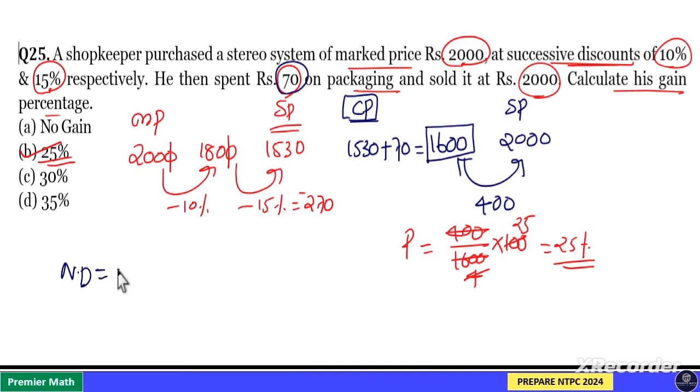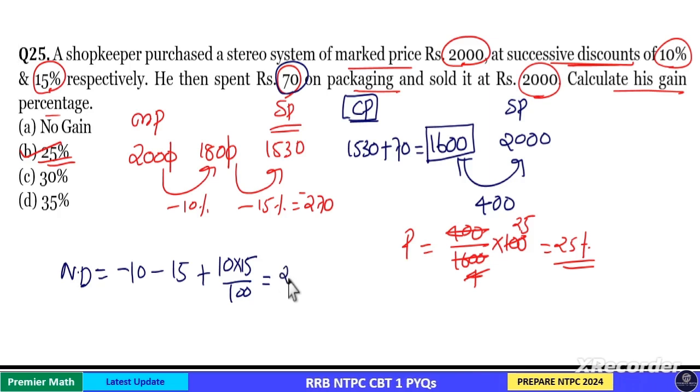You can also use the net discount formula to get this 1530 as the price. That is, here the first discount is 10%, the second discount is 15%, then 10 into 15 divided by 100, which will give you minus 25 plus 1.5, 23.5% net discount. So if you calculate 23.5% of 2000, which is 270 plus 200, 470 rupees, then that will give you 1530 rupees.